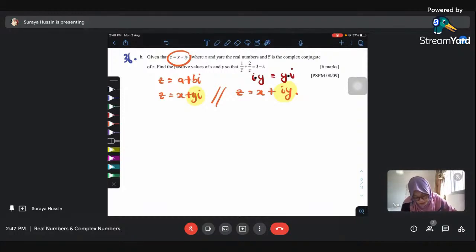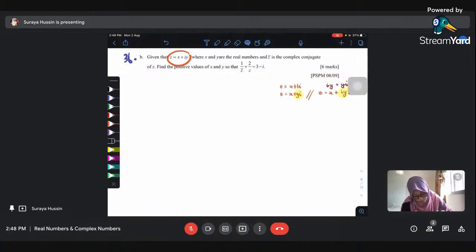And then it also says X and Y are real numbers. Okay, both are ordinary numbers. And conjugate Z is the complex conjugate of Z. Okay, understandable? Find the positive values of X and Y. Find the values of X and Y according to the equation given to us. Okay. So make it small over there. So now I start to solve this part.